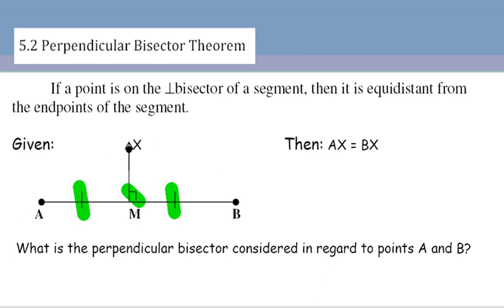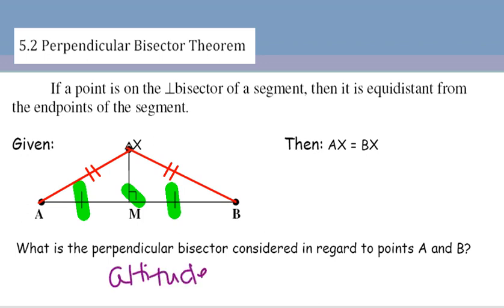And then, in fact, if I were to draw a line from A to X and from B to X, then those two would also be congruent, right? Because X would be equidistant from A to B, and every point on here is equidistant from both A and B, which means that the perpendicular bisector, in regards to point A and point B, would be the altitude because of that triangle that was formed.